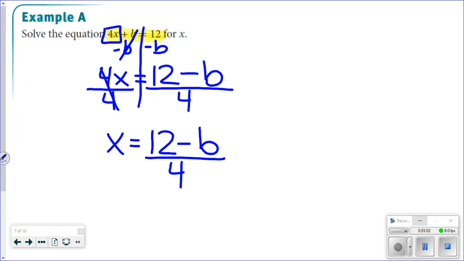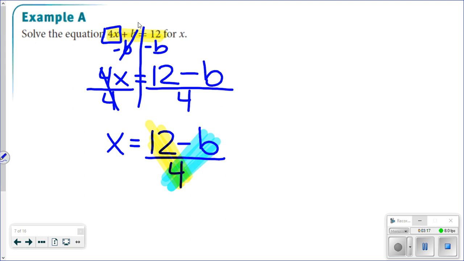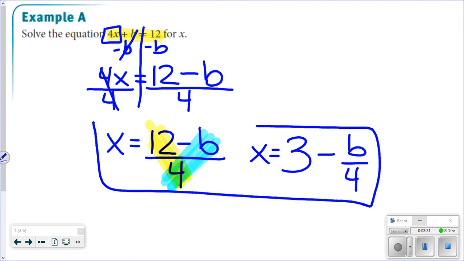I could simplify or reduce if I wanted to. So I could do 12 divided by 4 and then negative b divided by 4. So if we do that, 12 divided by 4 is 3, a whole number. And then minus b divided by 4 cannot be simplified or reduced. So either answer works for me.